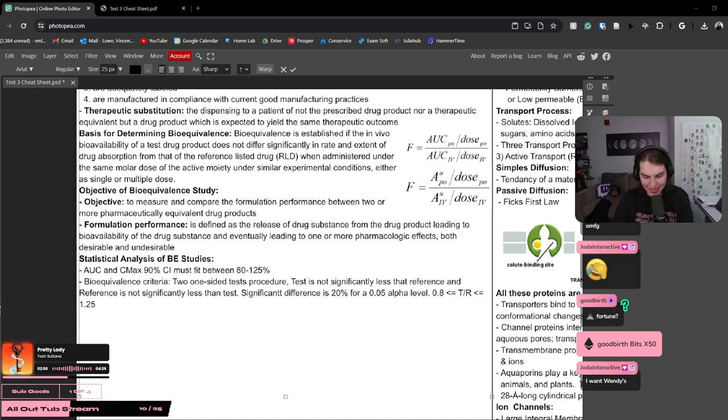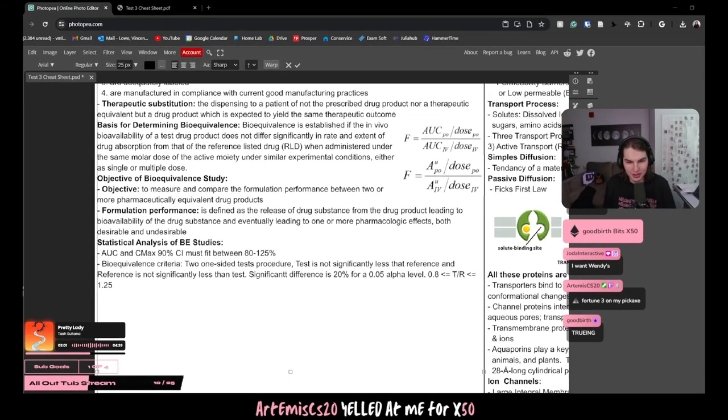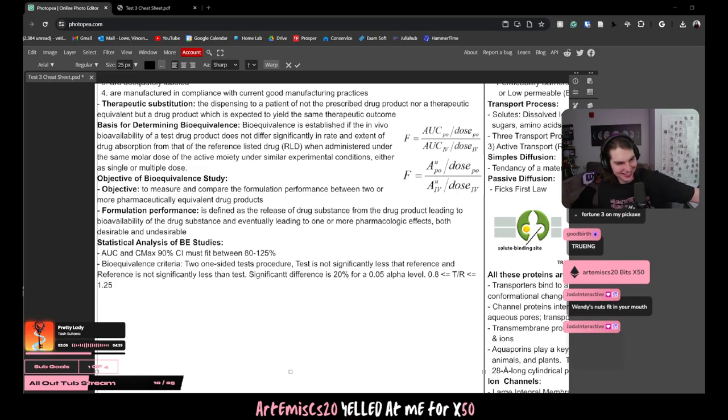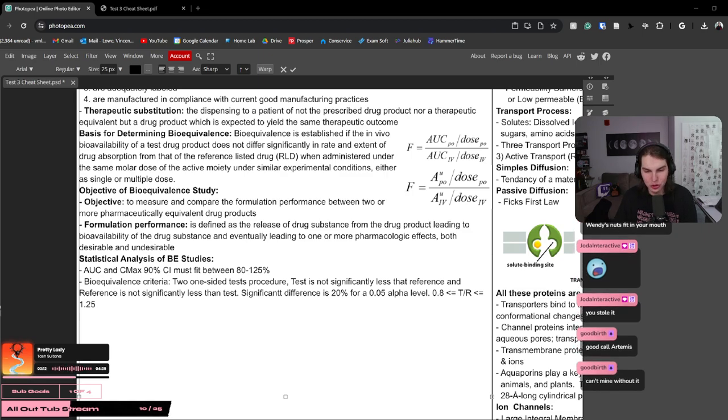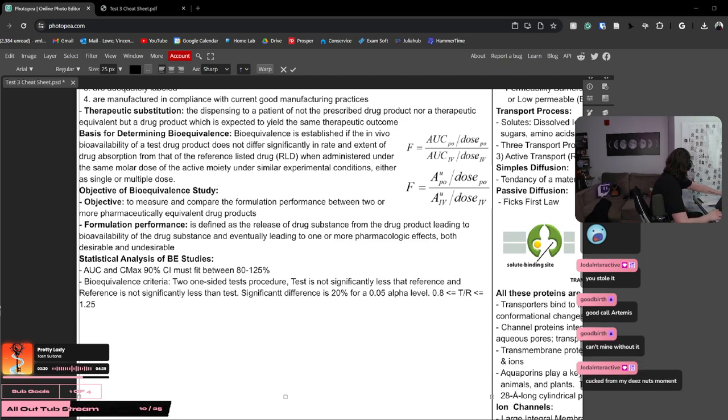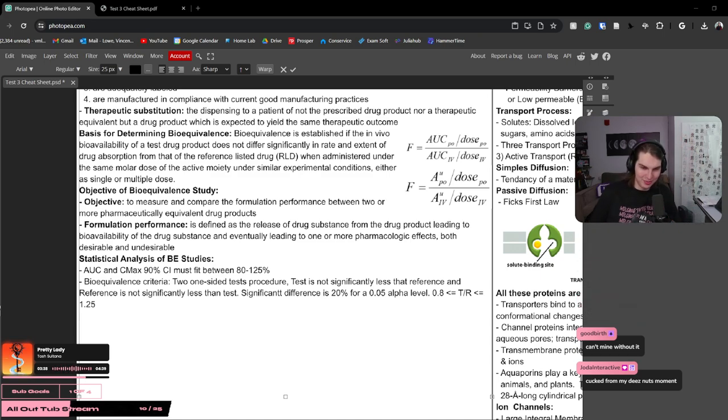Let me see. What's your fortune? Hate is never conquered by hate. Hate is conquered by love. Hey, there you go. There's a fortune. I want Wendy's. Fortune 3 on my pickaxe! All right, let's see, Artemis. Prosperity makes friends, and adversity tries them. There you go. Up on the wall. Yeah, what's up? I know a bunch of them too, huh? What are you gonna do about it?